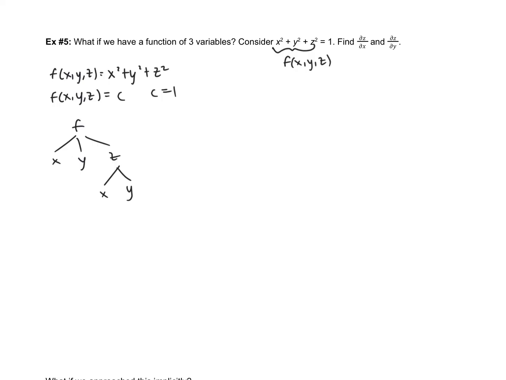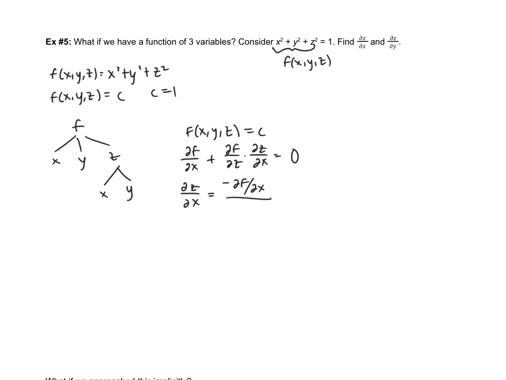Let's return to our equation then. We have f of x, y, z is equal to c. If I want to take the derivative with respect to x, using my chain rule tree on the left, I have the partial of f with respect to x, add the partial of f with respect to z times the partial of z with respect to x, and the derivative of c is just 0. Then my partial of z with respect to x, if I solve for that above, I'm going to get the negative partial of f with respect to x over the partial of f with respect to z.